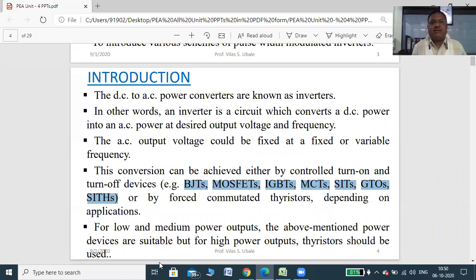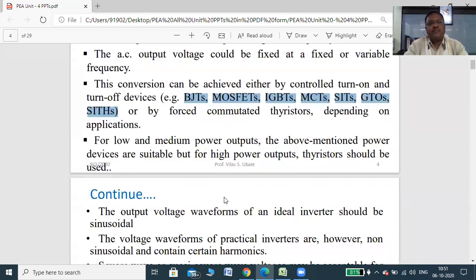So protection circuits and triggering circuits are normally not shown in the circuit, but they are always present. Okay, so power devices are the main part of the inverter circuit. Power devices may be BJT, MOSFET, IGBT, MCT, SIT, GTOs, and so on. All these devices are used for low and medium power applications, but for high power applications, we still don't have any other option. So we use only SCR, thyristors. So thyristor or SCR is used for high power applications.